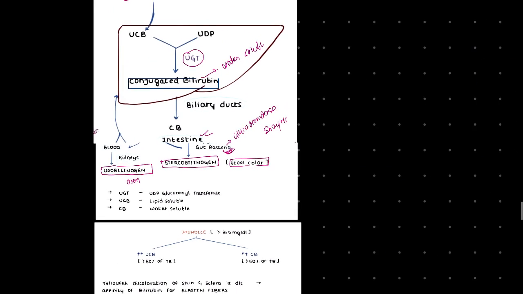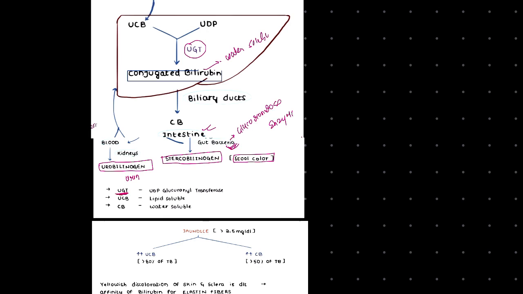Here the most important thing mentioned is UGT, UDP glucuronide transferase. Similarly, we have UCB, unconjugated bilirubin, which is lipid soluble, and CB, conjugated bilirubin, which is water soluble.